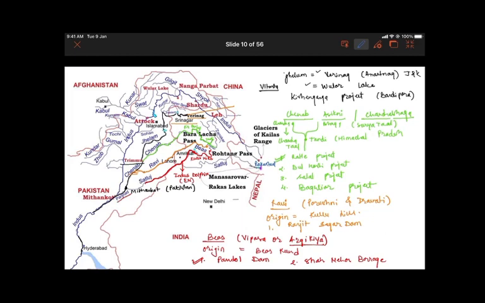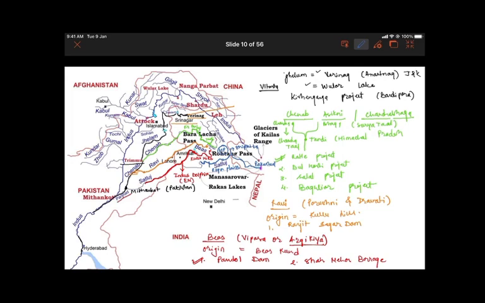It passes through Zanskar range and Greater Himalayas. It is entering Himachal Pradesh through Shipkila Pass. Then it is entering Punjab through Ropar Plains. So this is Punjab and Ropar Plains. Ropar wetlands is also located on river Satluj.